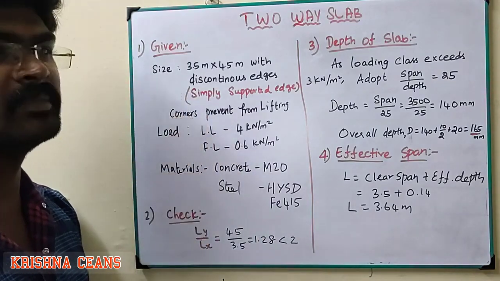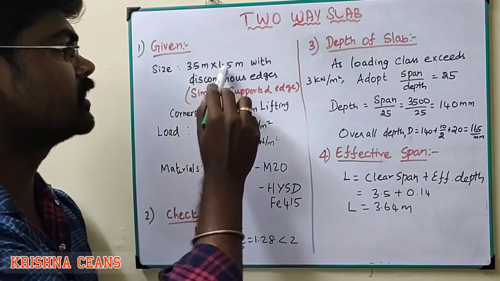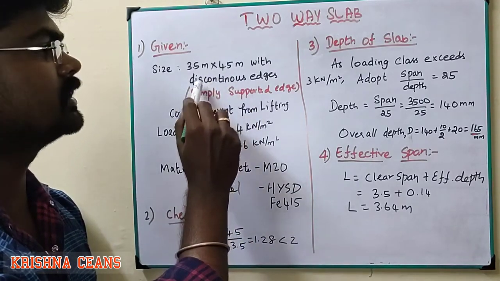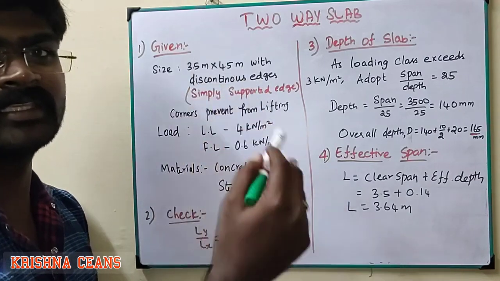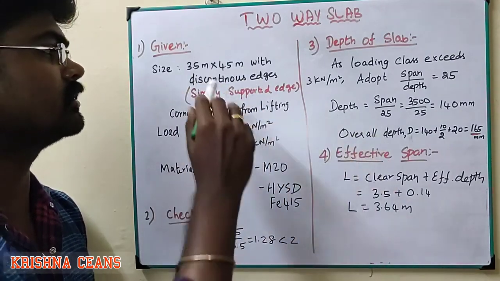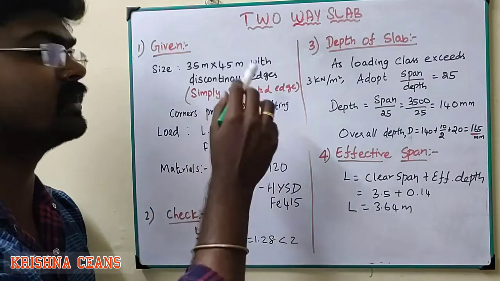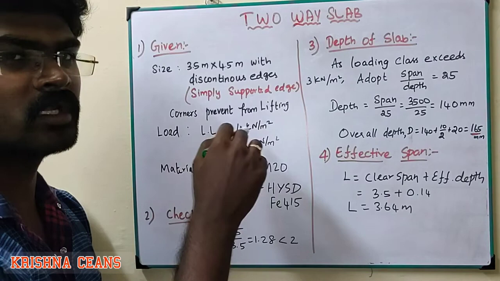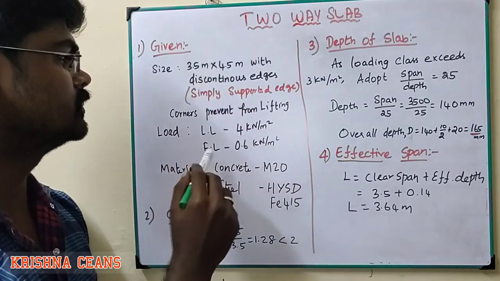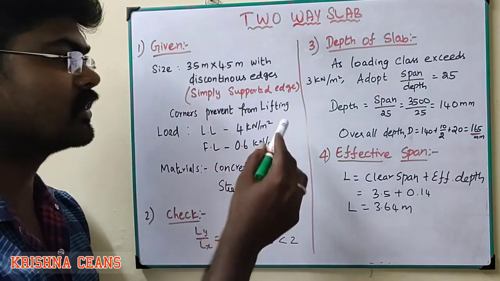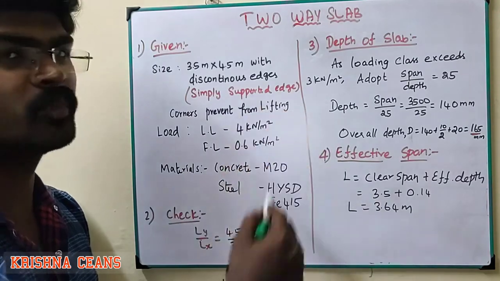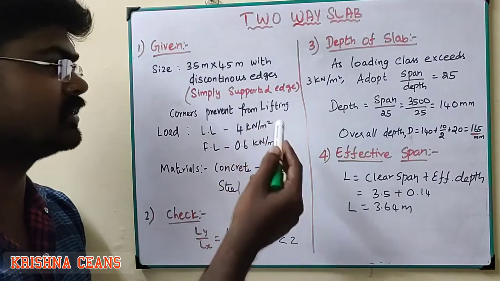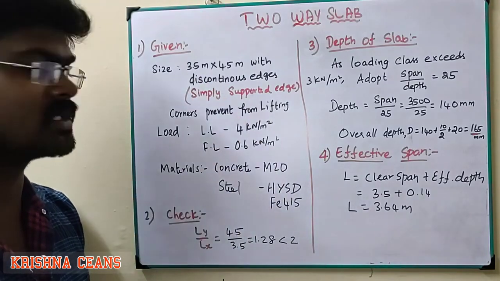The size of the slab is given: 3.5 meter into 4.5 meter. The second condition is very important, which is discontinuous edges, whether the edges are continuous or discontinuous. That is the first condition we have to note down. Then simply supported edges, so all the supports are simply supported. Then we have to prevent the corners from lifting, so we have to provide torsion reinforcement at the edges. Then only can we easily prevent the lifting when we are loading the slab.